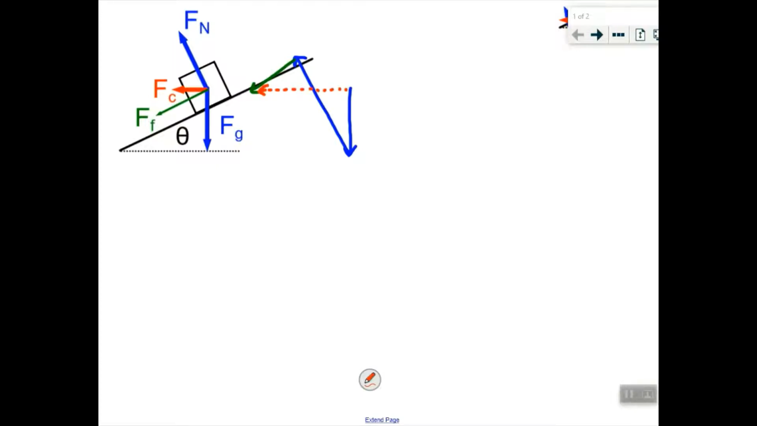So this is a situation where the car isn't sliding up or down the ramp, but friction is contributing to the centripetal motion by pushing the car down the ramp when the car, through inertia, wants to slide up the ramp. All right? So now we've got three vectors we've got to work with.